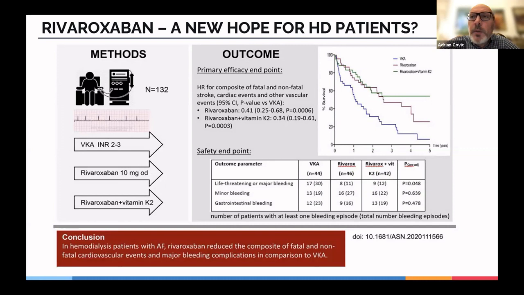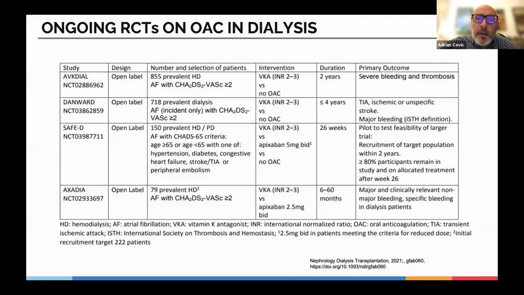And here the idea was twofold. First of all, there was a direct comparison between rivaroxaban and warfarin. And second, they wanted to prove that the calcification impact of vitamin K antagonists would be mitigated by rivaroxaban. Here the study is, let's say, rather positive. So a new hope, but in the previous data, there was more caution when we discussed rivaroxaban.